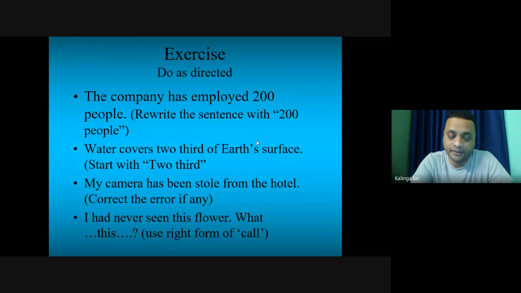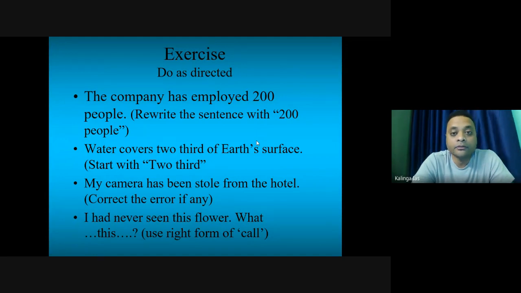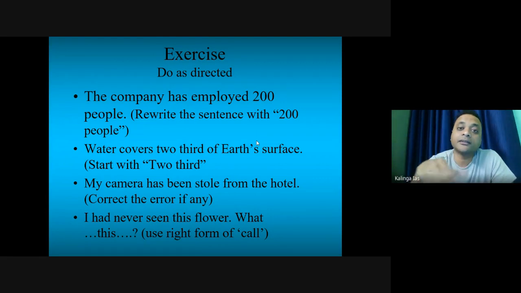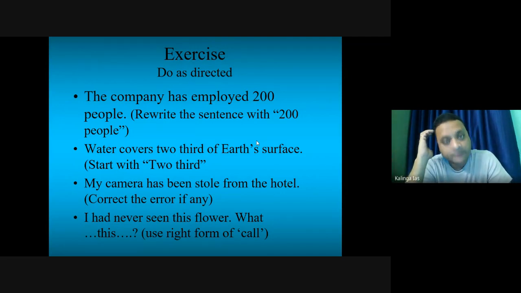Do as directed. In your exam generally they give questions like converted into passive, converted into active. Rather they give questions like this, like rewrite the sentence with this word, start the sentence with this word at the beginning, something. Okay, so we need to practice some questions like this.